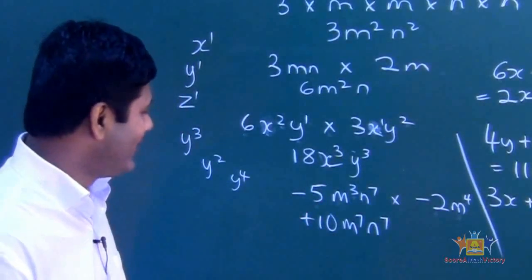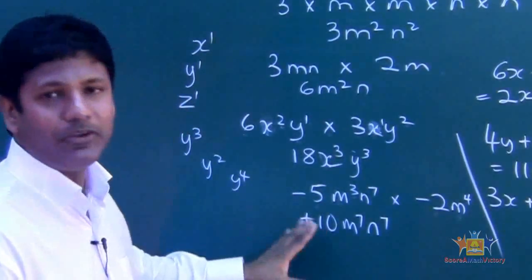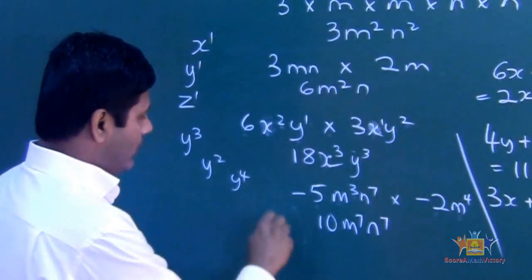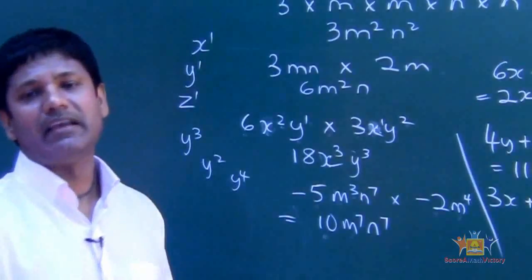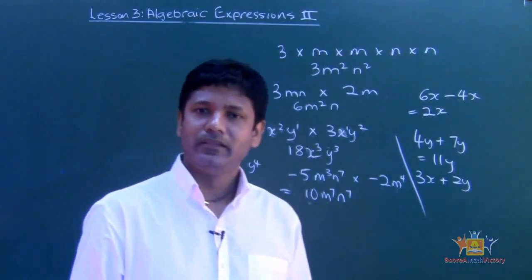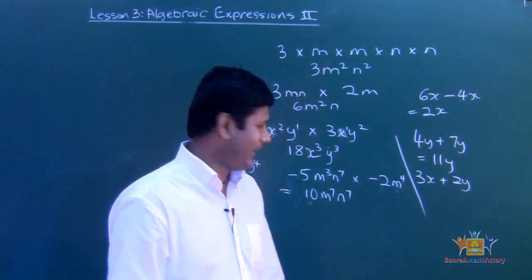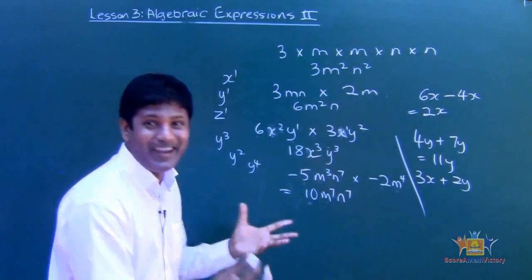Okay, there you go. It becomes positive 10. You don't have to say positive, you just take it out. So it's 10, M to the 7th, N to the 7th power. Pretty easy, isn't it? Very straightforward. Okay, let's do more. This is so exciting, isn't it?